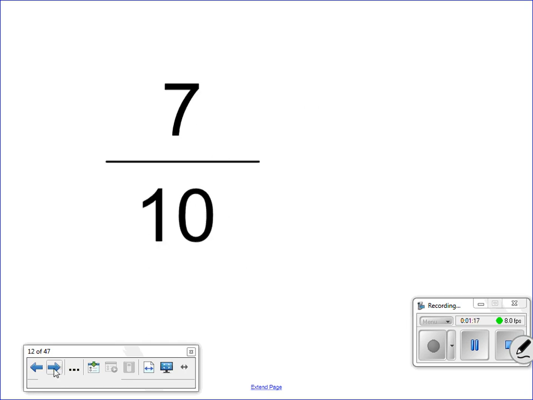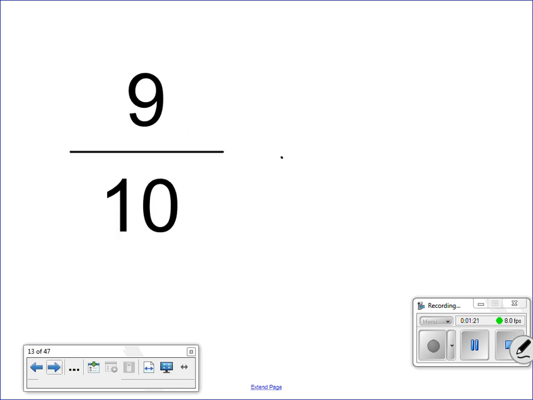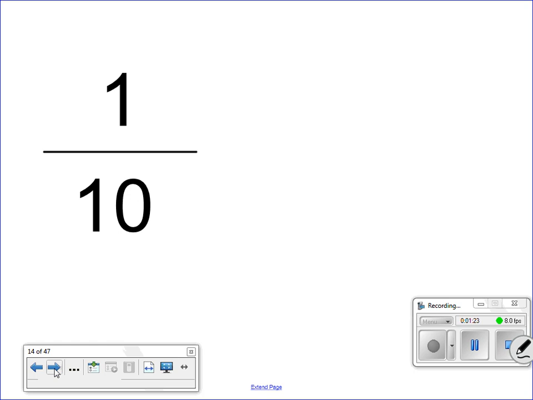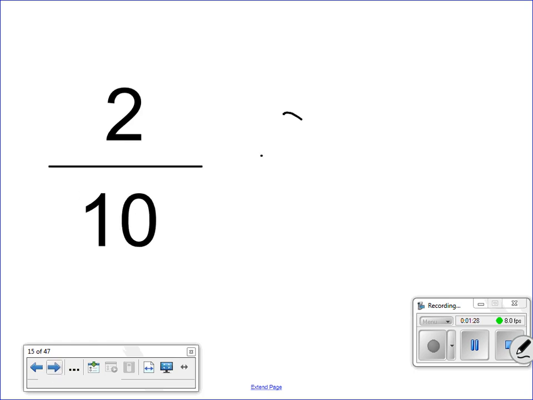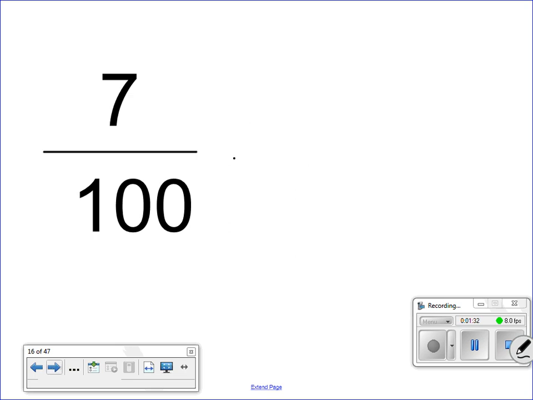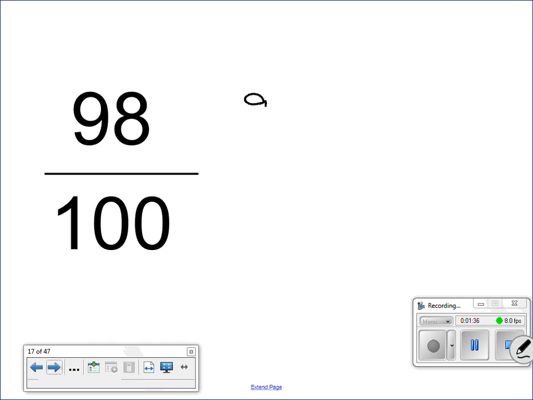7/10. So how would I write this as a decimal? Boom. 0.7. 0.9. 0.1. 0.2. I could put the 0 in front of it. That's fine. It'd be the same number. 0.07. 0.98.